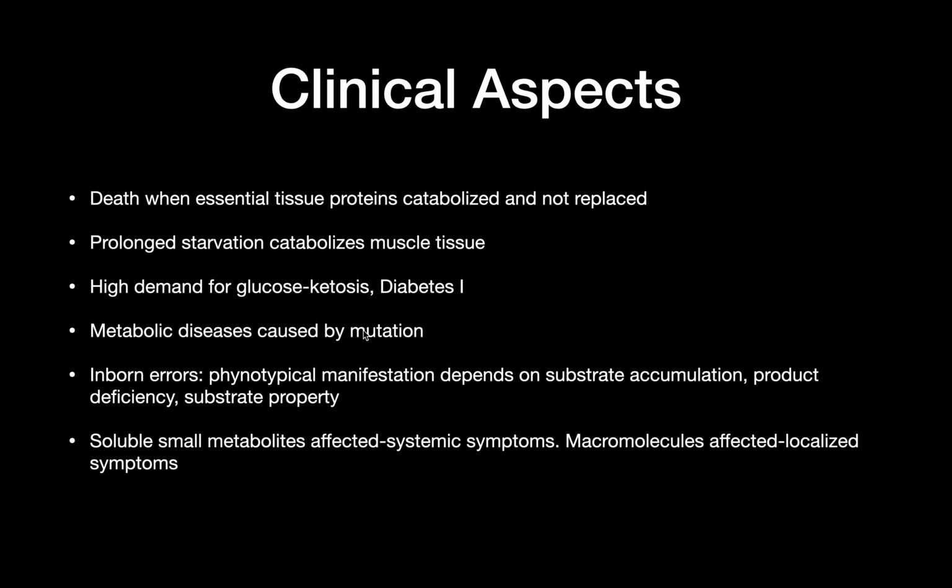Metabolic diseases are caused by mutation, and they're almost always autosomal recessive. And those inborn errors will have phenotypical manifestations, which depend on the substrate accumulation, the different kind of product deficiency, and the unique substrate properties. That can affect the soluble small metabolites, and that will be a systemic problem. While macromolecules, if affected, will only cause localized symptoms.